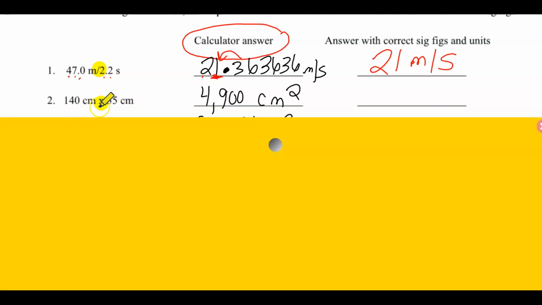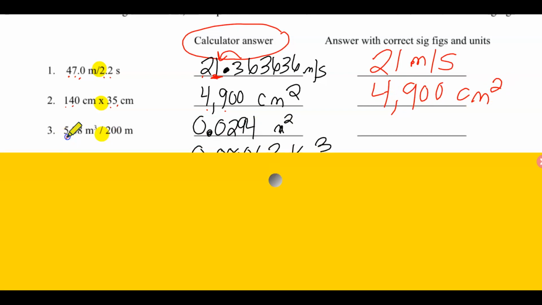Problem 2. Okay, now be careful. I've got to go to 2 sig figs. Well, look at that. I'm already at 2 sig figs. There's no decimal here. If there was, that'd make it 4, but my final answer is 4,900 centimeters squared.